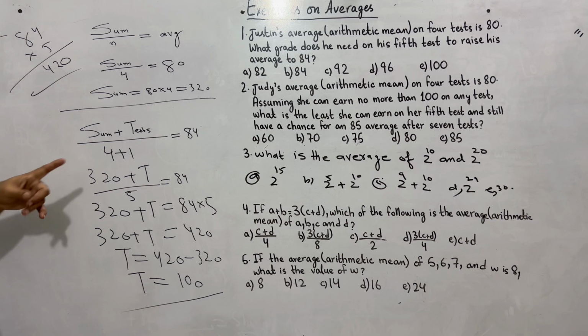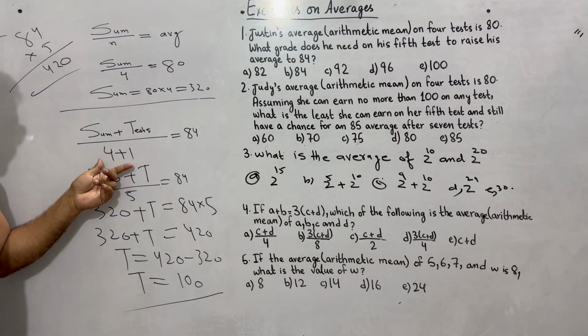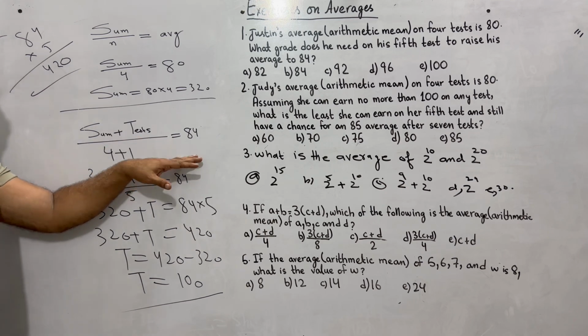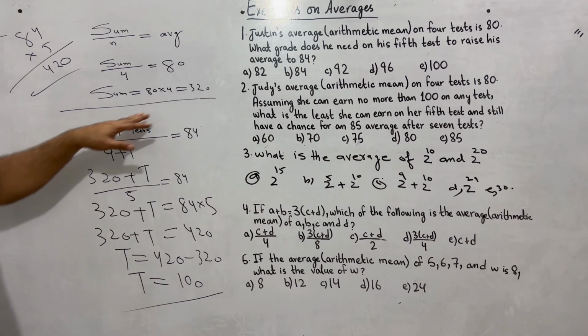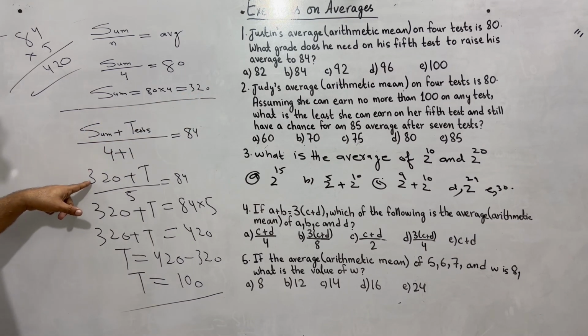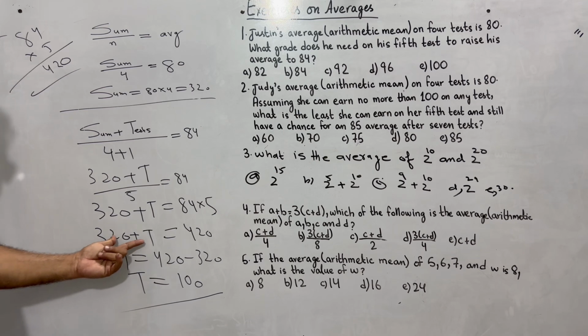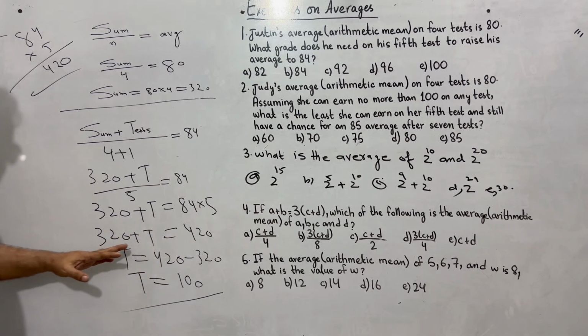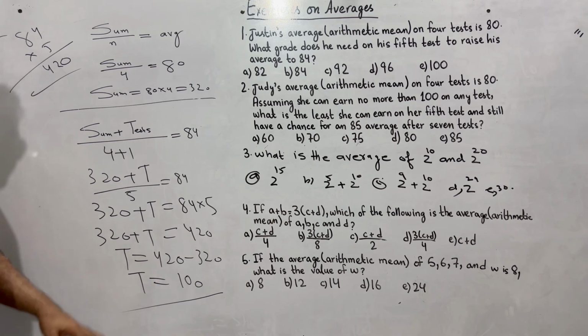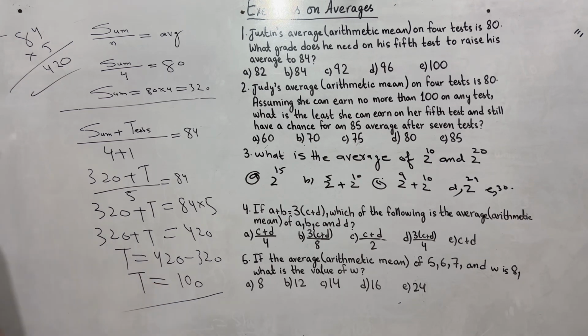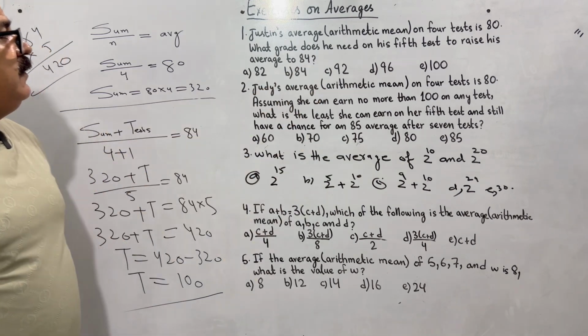On the fifth test, I have included the fifth test, in total 4 plus 1. We have to raise the average to 84. The sum we have already managed, put the value here, 320. 4 plus 1 is 5. Shift 5 here: 84 times 5 is 420. So 320 plus T is equal to 420. Mathematically, T is going to be 420 minus 320. So the score on his fifth test must be 100. Justin must secure 100 marks to raise his average from 80 to 84.